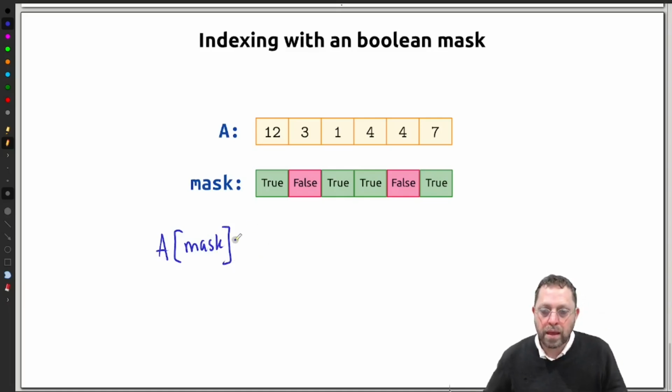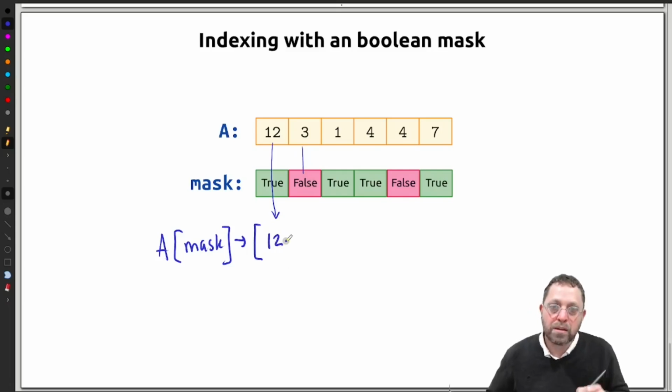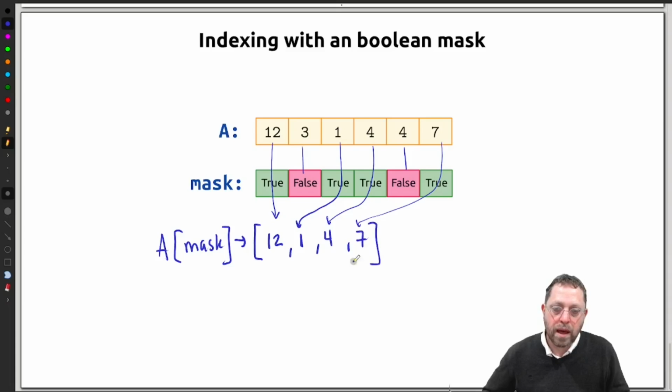then this is going to produce an array where, for example, this 12 gets through the filter because there's a true there, and so I have a 12. The 3 gets blocked by the false, so it doesn't come through. The 1 comes through, so I get a 1 here. The 4 comes through. This 4 gets blocked, and this 7 comes through. So this is the result. I get a 1D array with a 12, a 1, a 4, and a 7.